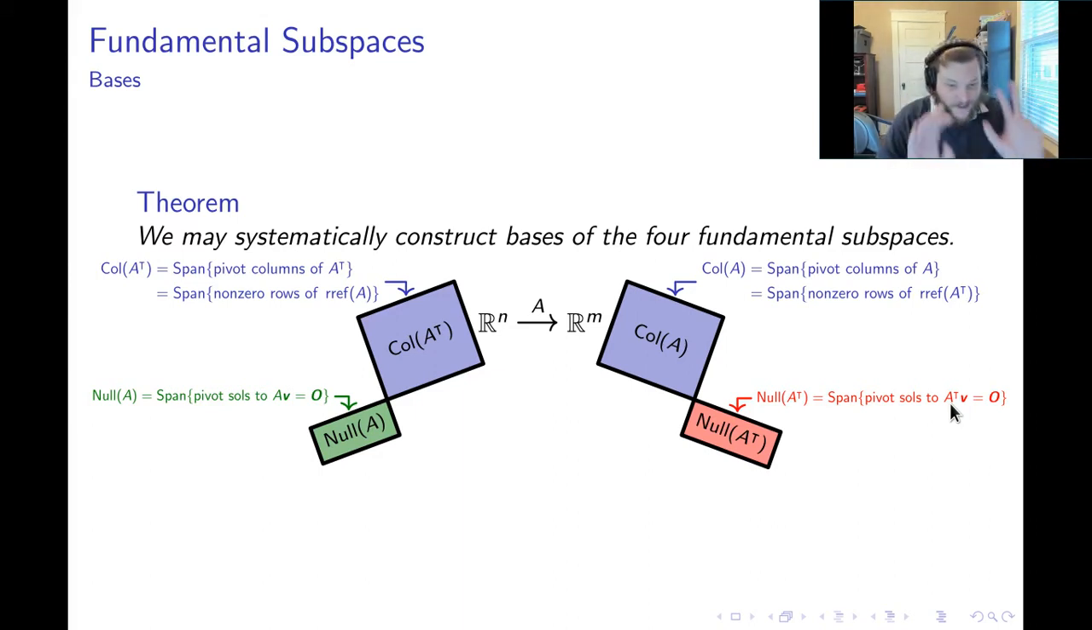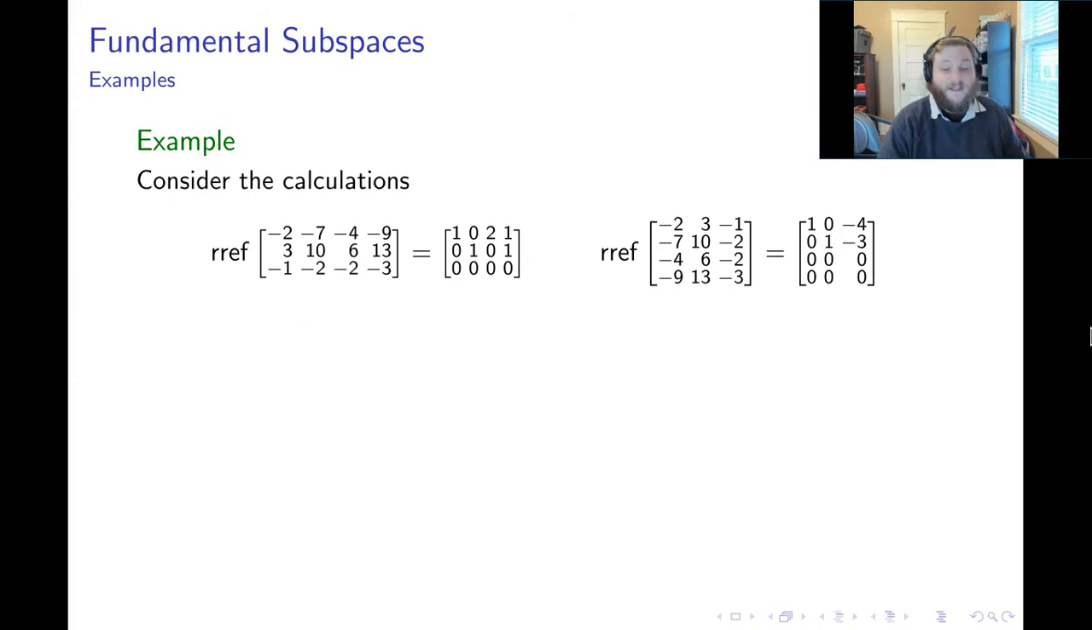So this one slide gives us a systematic way to construct at least one basis per fundamental subspace. And for the column space and the row space, we actually have two strategies here. So let's look at an example where we construct all of these bases.